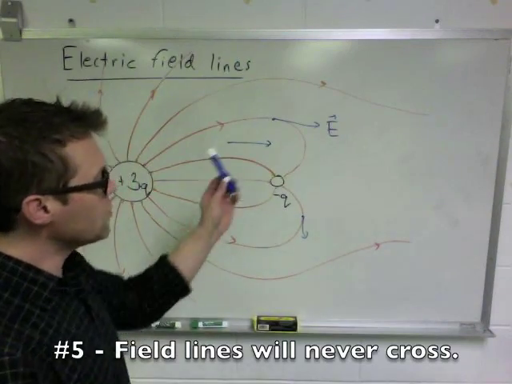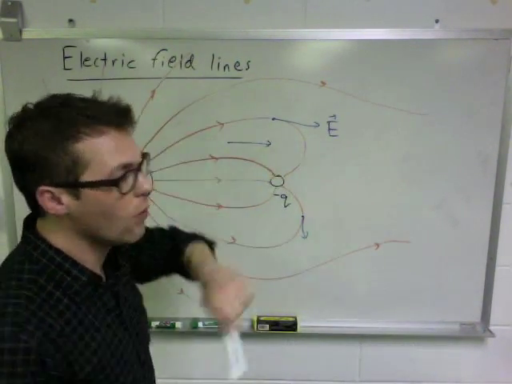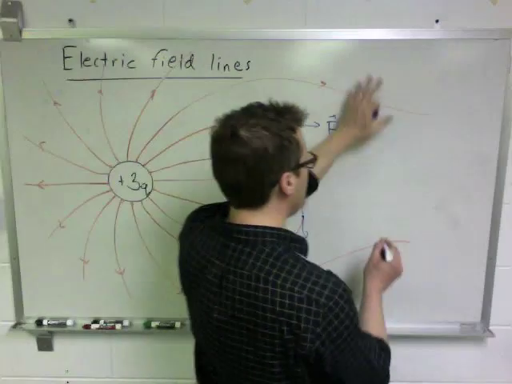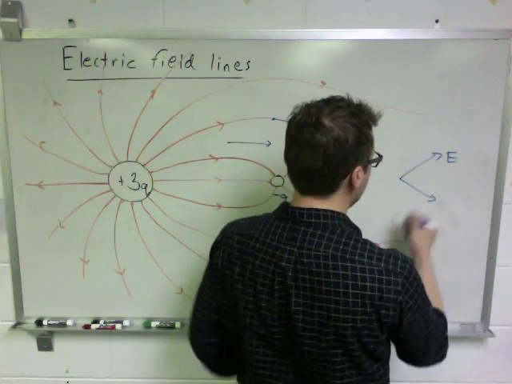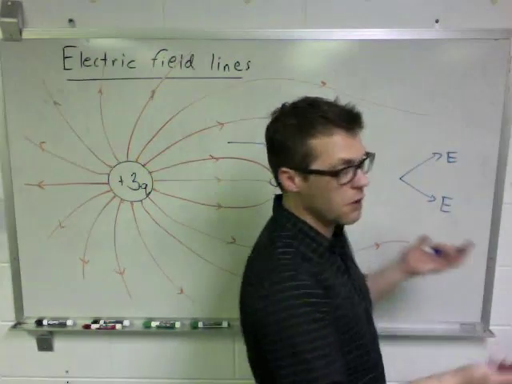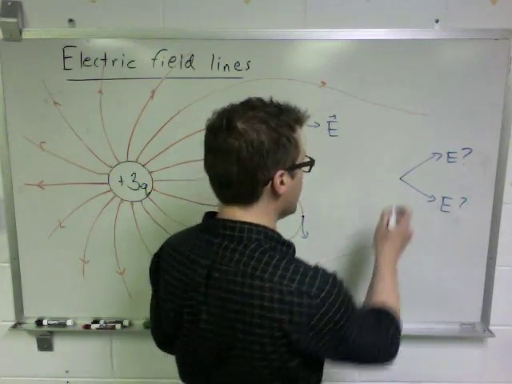Number 5, electric field lines can never cross. It's not possible for one electric field line to poke through another field line. If you had something like that, then you would have a weird ambiguity: does the electric field point this way, or does the electric field point this way? Right? At some point in space, there would be ambiguity there. So field lines can never cross.